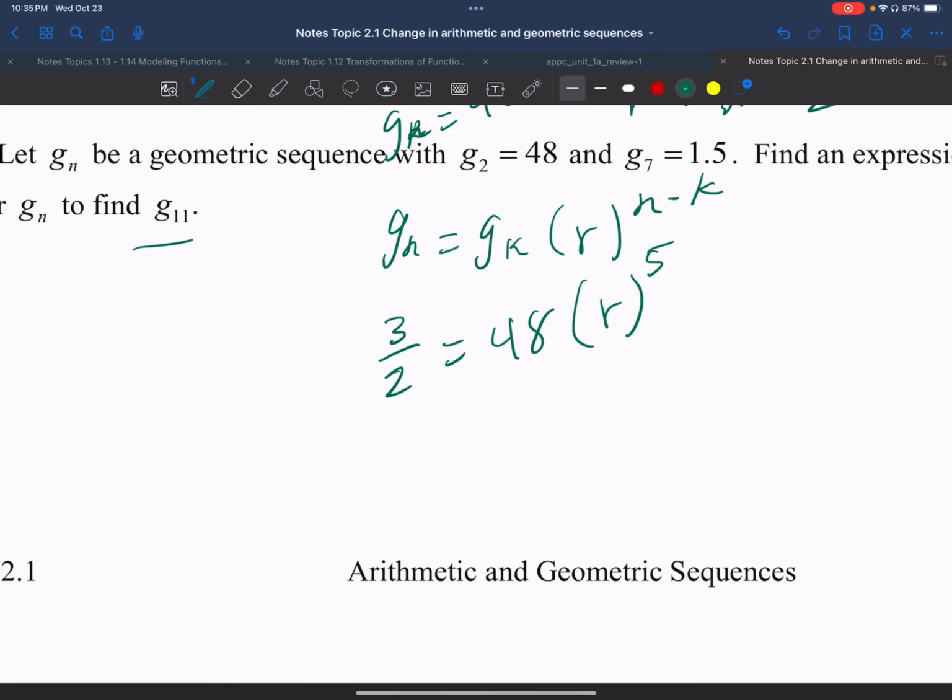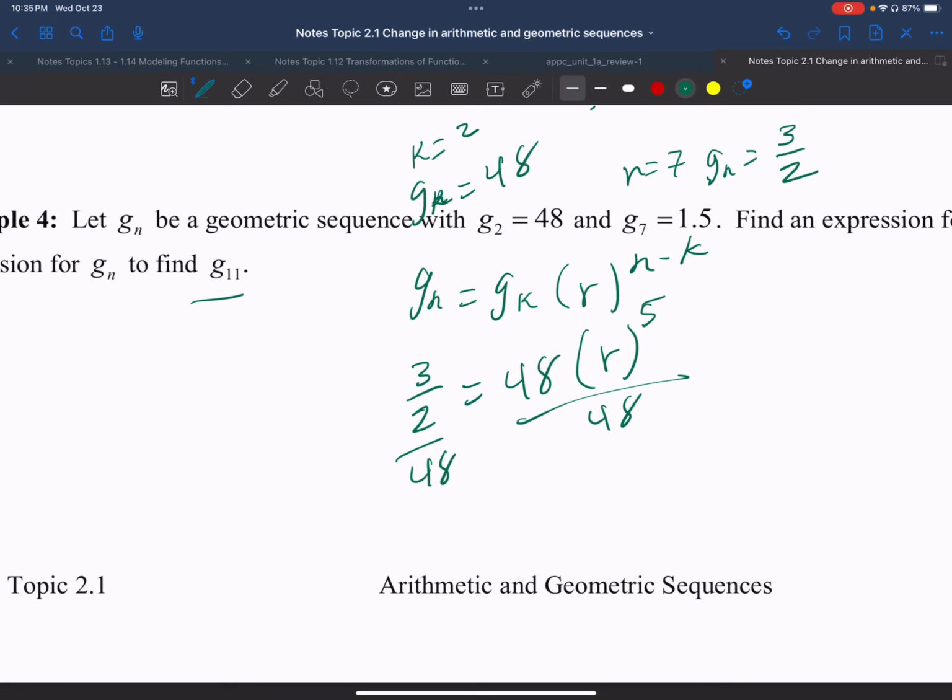Okay, it looks very complicated, but I'm going to start solving by dividing by 48. So I'm going to make 48 into a fraction, and I'm going to do this on the side. It's going to be 3 over 2 times the reciprocal of 48 over 1, which is 1 over 48. Before I multiply this, I can divide the 3 by 3, giving me a 1, and I can divide 48 by 3, giving me 16. So that gives me 1 over 16 times 2, which is 32. So 1 over 32 is equal to r to the 5th.